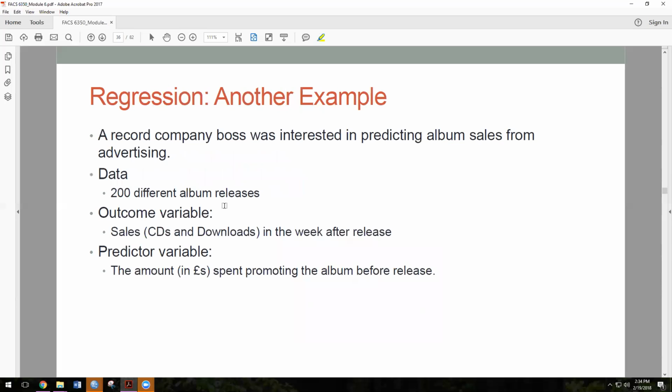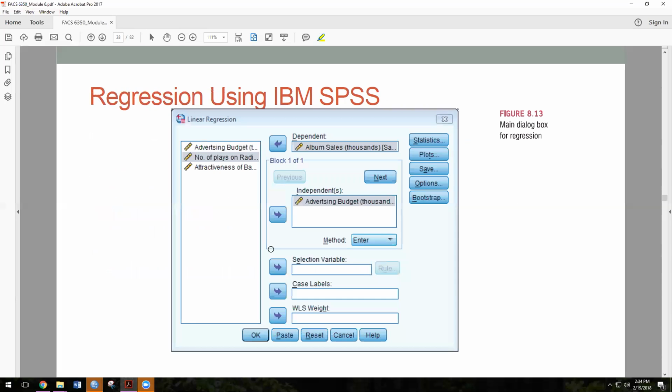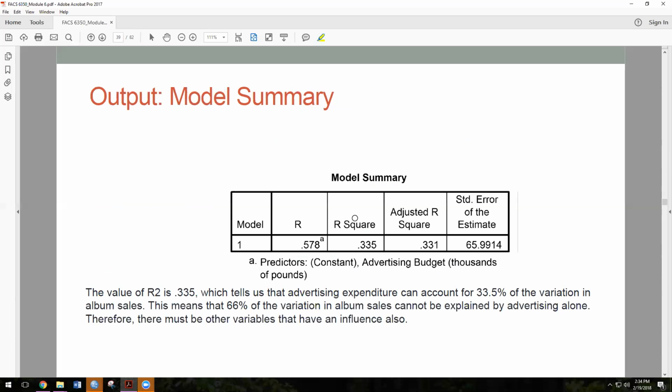So this is one of the examples from your textbook. You're looking at predicting album sales from advertising. So your outcome variable is sales, and your predictor variable is the money spent promoting the album. You have to figure out which one is your independent variable and which one is your dependent variable. So your dependent variable is the sales, because you want to know how much the budget impacted the outcome. So how much the budget impacted the sales.